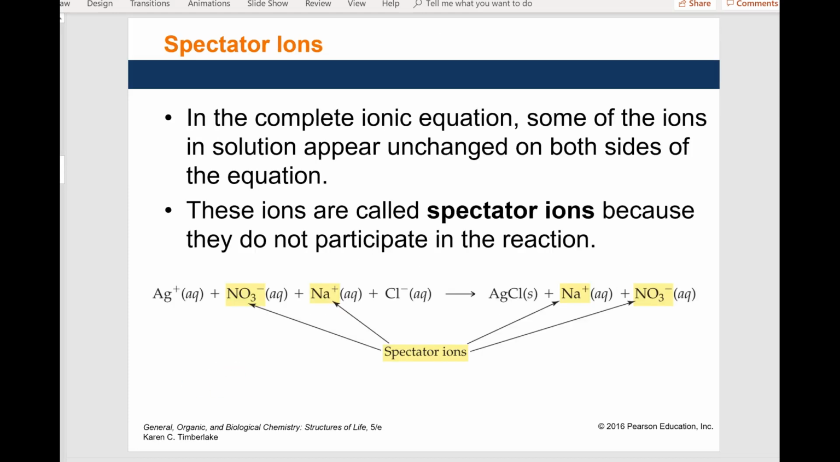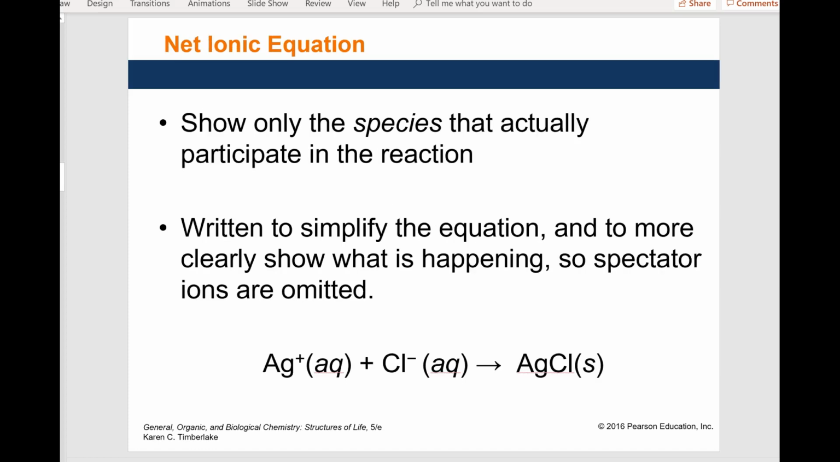And so once we identify our spectator ions, we can omit those to get what's called the net ionic equation, where we're only looking at the two reactant ions that combine to form something new. And we take out all of the spectators, leaving behind a very simple equation.